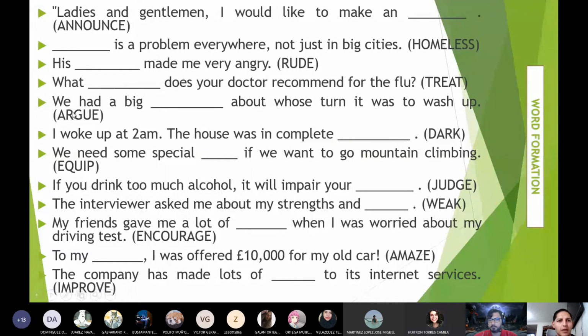Okay. Another one. Another person with argue. Me. Anybody? Yeah. We had a big argument about whose turn it was to wash up. Argument. Okay. And then we can keep on going, you know. Darkness. Equipment. Judgment.